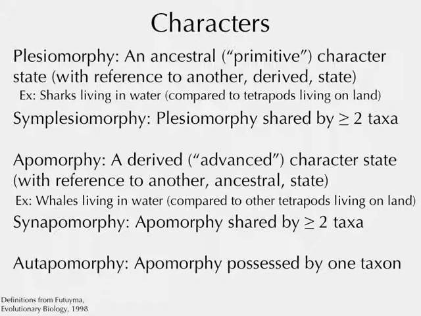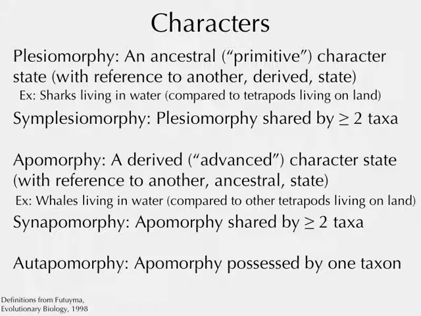Right? Apomorphy, a derived character state. This reflects a change from the ancestral state, so it's something that has changed later. Right? So whales live in water compared to tetrapods living on land. The ancestral state is living on land for tetrapods, and the derived state is going back into the water. A synapomorphy is an apomorphy shared by two or more taxa.